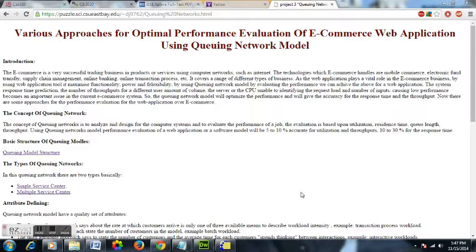and it will give you an output result, a performance of the web application. And it will optimize the performance, and it will give the accuracy for response time and throughput.